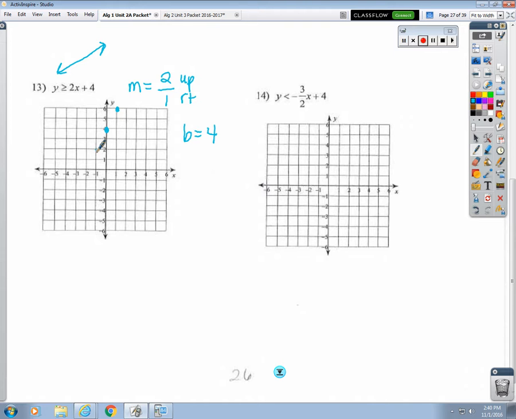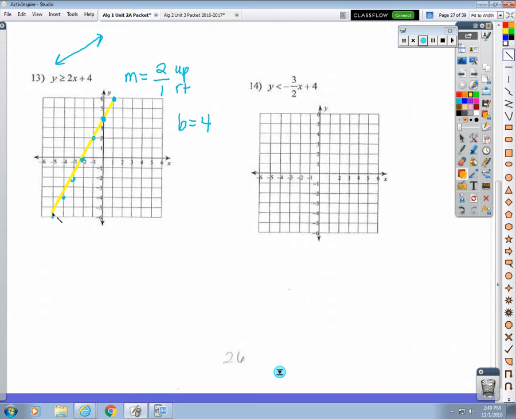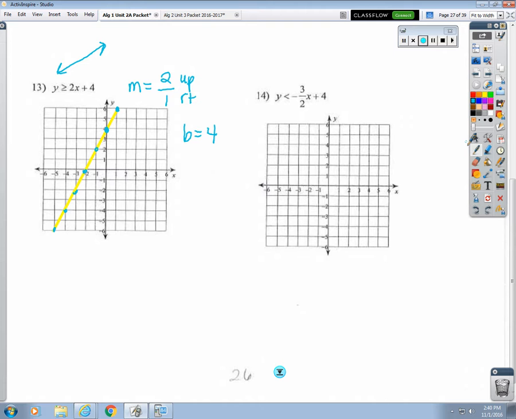or down 2, left 1, down 2, left 1, and so on. It's very important to make as many points as you can because in the next unit we're going to be moving into where we graph 2 lines and we have to see where they intersect. And the more points you have, the better. Okay, it's a solid line because there's an equal to bar. And it says greater than. So we shade numbers greater than 4, which are numbers like 5 and 6.